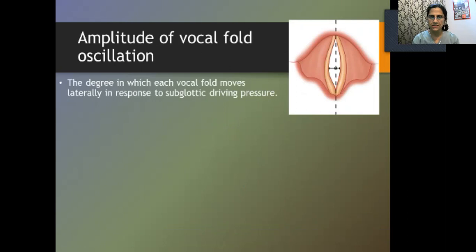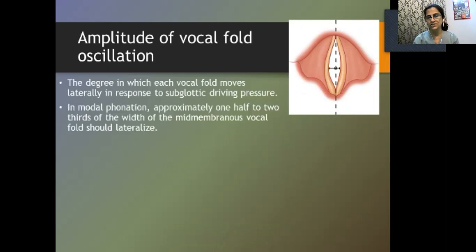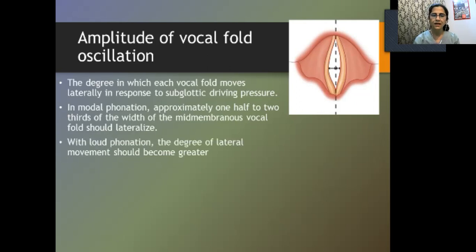Amplitude of the vocal fold oscillation is the lateral displacement of the vocal fold during the glottal cycle, and it is generally driven by the subglottic pressure. So in a normal modal phonation, approximately one half to two-thirds of the width of the membranous vocal fold gets lateralized.